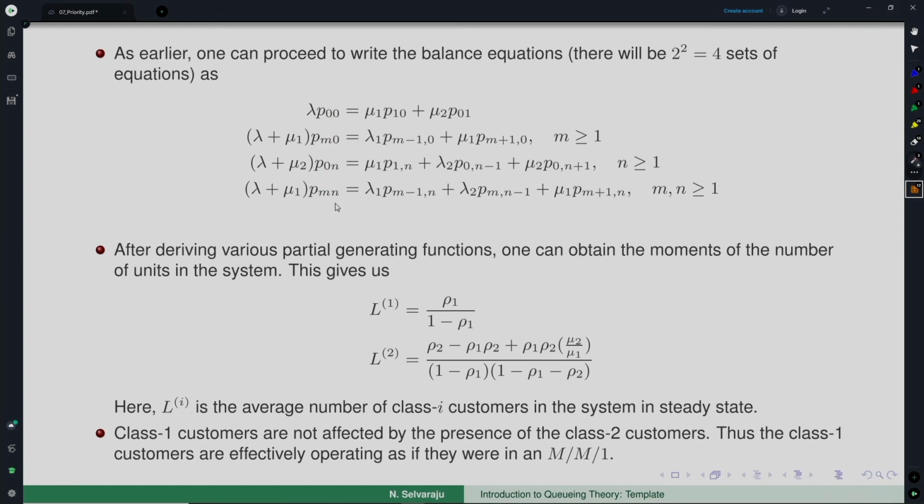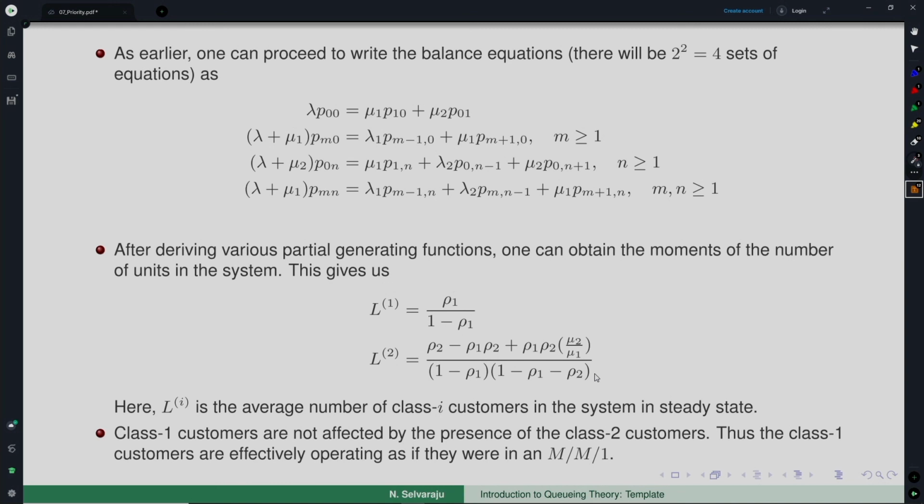Now, like the non-preemptive case, here also you can define the 2 dimensional generating functions. You can simplify, and finally you can get the moments of the number of units in the system. Similarly one can proceed, and this gives us, if I pick the number L in the system, for priority 1 this will be rho 1 by 1 minus rho 1, and for priority 2 it is this expression. Now, how are we obtaining this expression? You have to do this to obtain the expression.